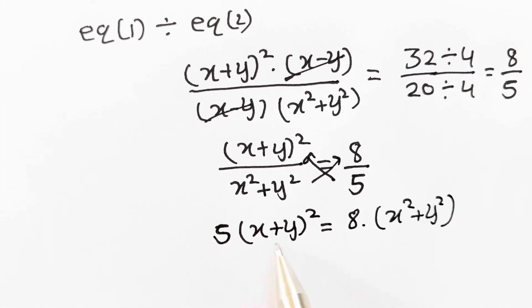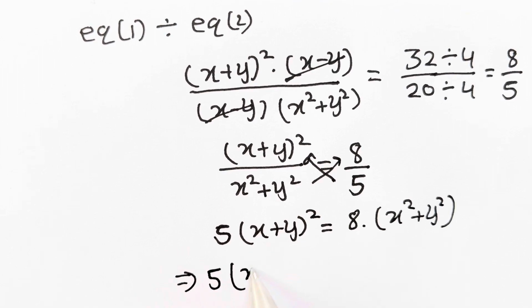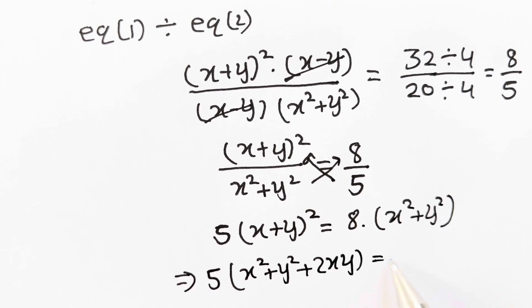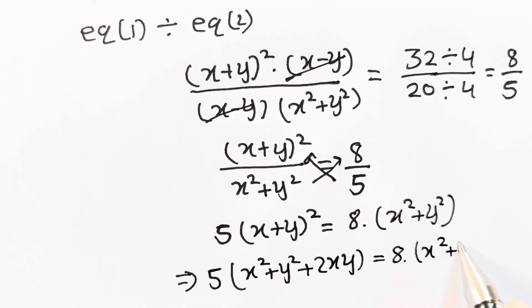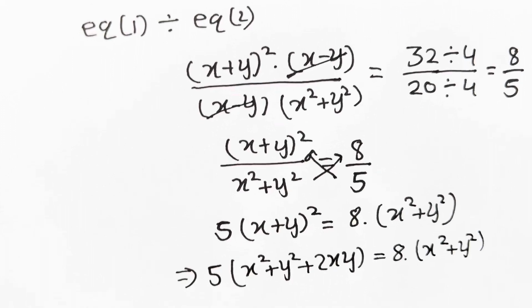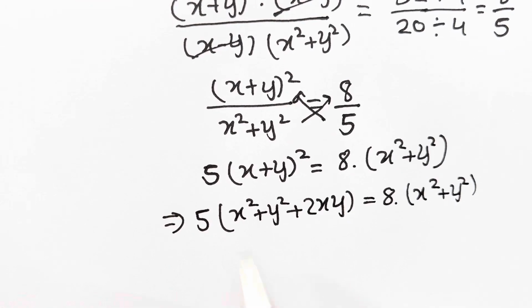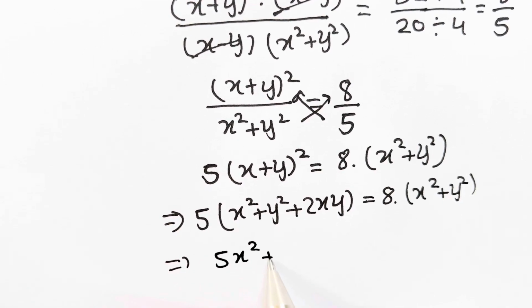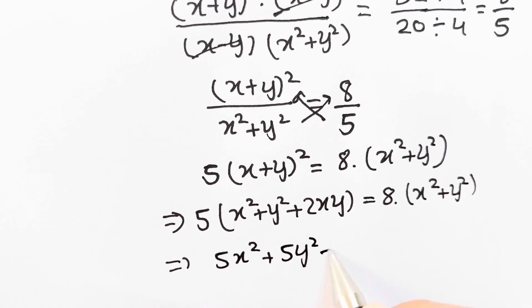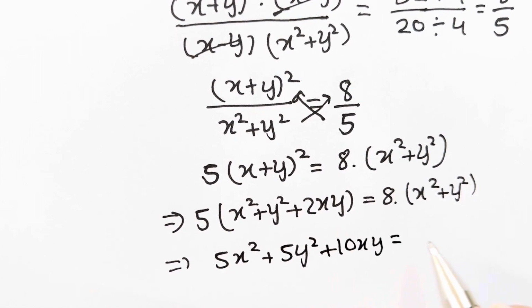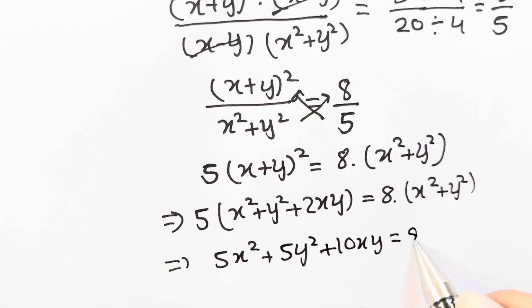Now by expanding x plus y the whole square, we will get 5 into x square plus y square plus 2xy is equal to 8 into x square plus y square. Now by expanding the brackets on both sides, we will get 5 into x square plus 5 into y square, and 5 into 2xy is 10xy, and on the right hand side 8 into x square plus 8 into y square.